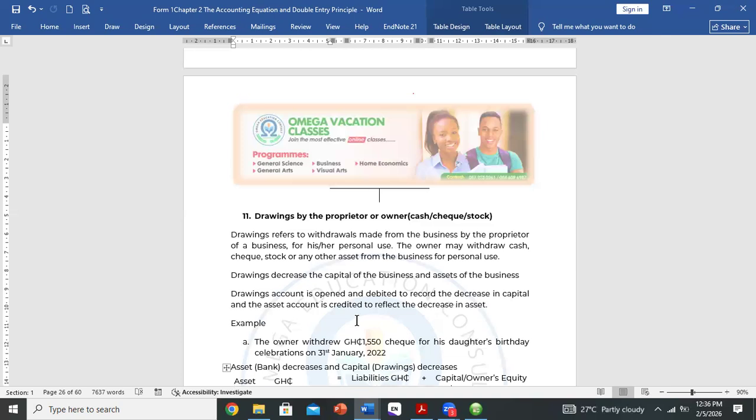And the owner can take cash, can take money from the bank, or sometimes he can even take another asset. Okay. So whatever the owner would take would decrease. If he's taking cash, cash will decrease. And if cash is decreasing, what do we do? We credit. If the money was from the bank, the balance would decrease, so we credit. If he took a land, the value of the land would decrease, so we credit.